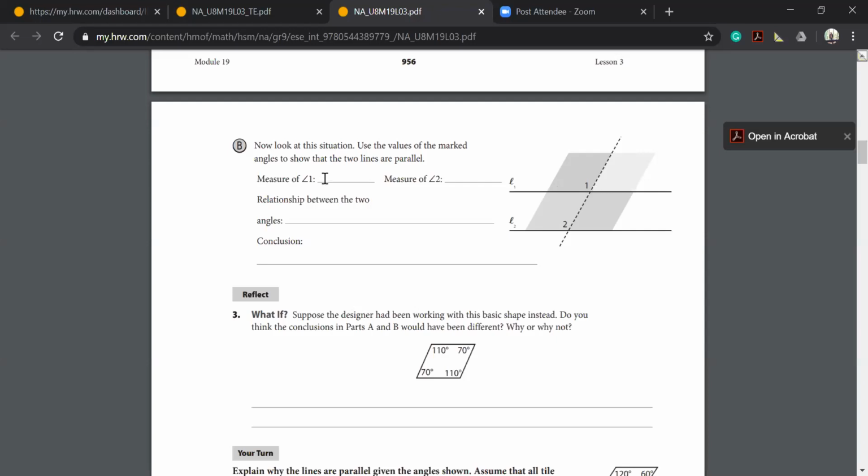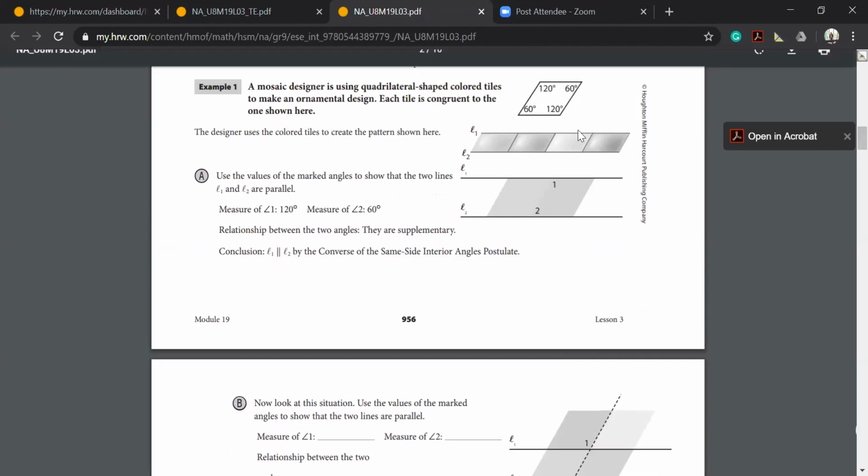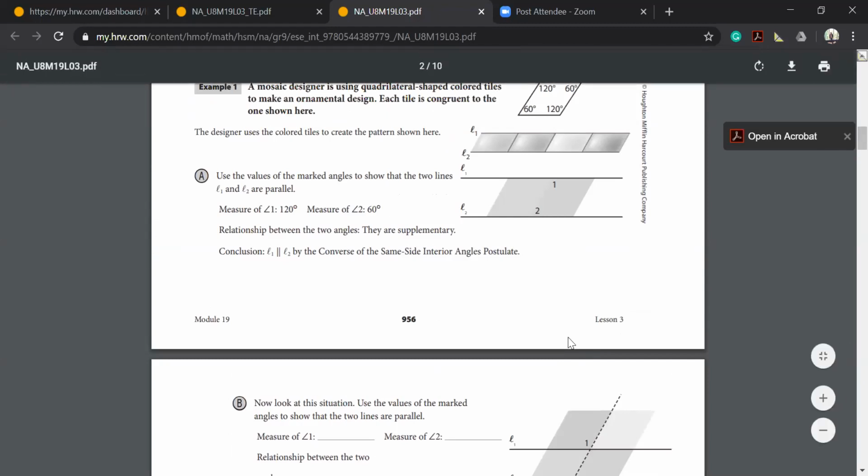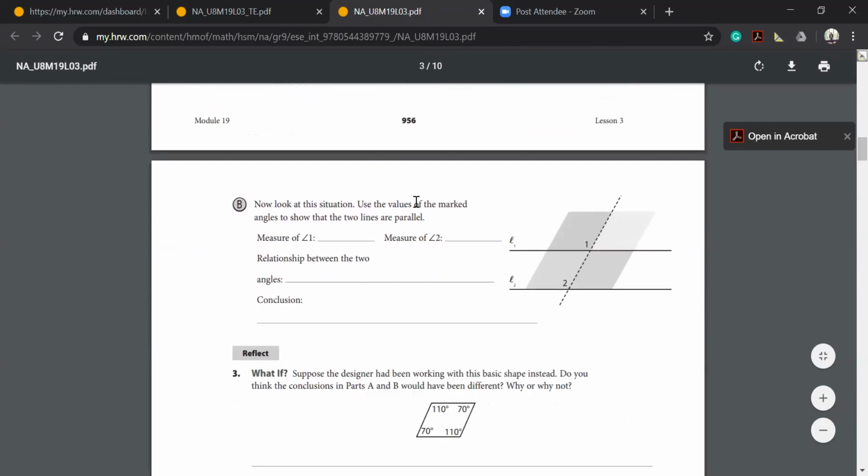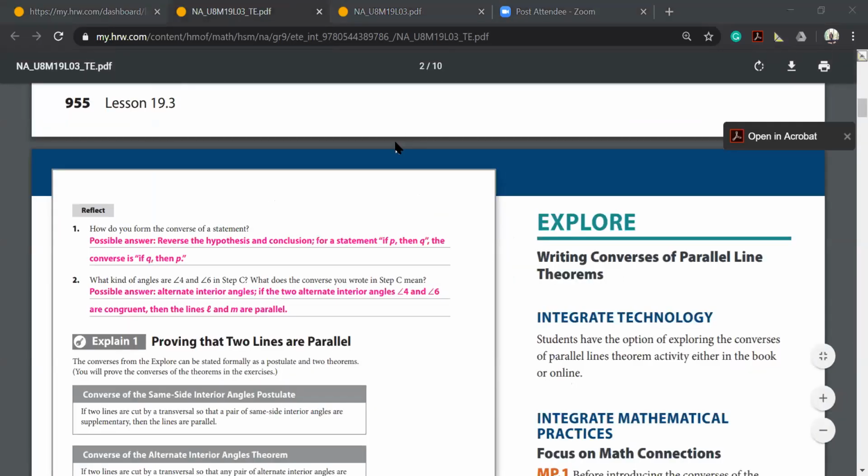So I will say measure of angle 1 is congruent, or what? Measure of angle 1 and angle 2. We are using the same tile, by the way. Angle 1 and angle 2 are the 120. They are the same as those. They are the 120, and the same for 2. So measure angle 1 is 120. Measure of angle 2 is 120. The relation between the two is angles are congruent, and the name of them is corresponding angles. So the conclusion, L1 will be parallel to L2 using converse of corresponding angle theorem. This is what you are going to be writing.